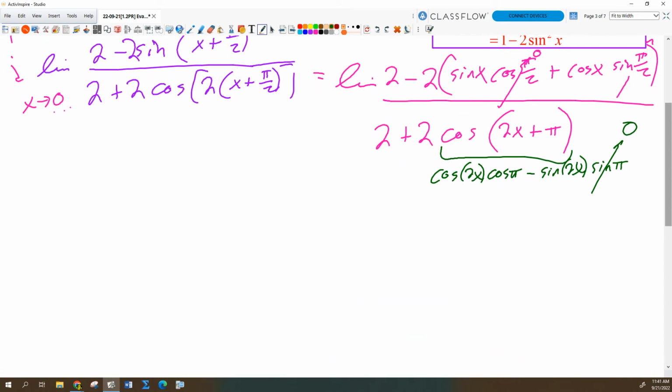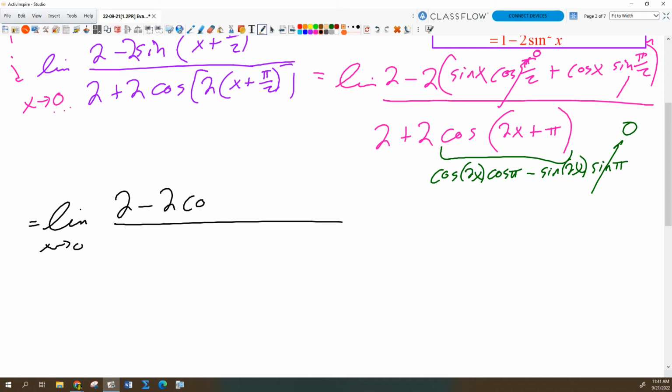So then what's that take us to? On the top, we've got 2 minus 2 times, this whole term went to 0. So really I've just got minus 2 times cosine x, right? Okay, that's what that whole top becomes. Give me thumbs on that. Do I need to pause for a second? Okay, that's a lot of stuff coming at you.